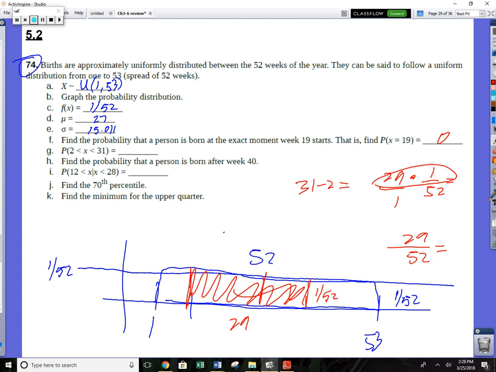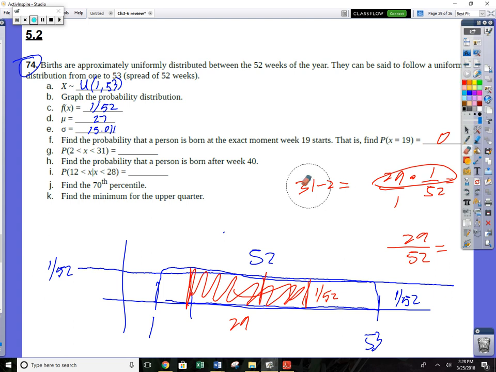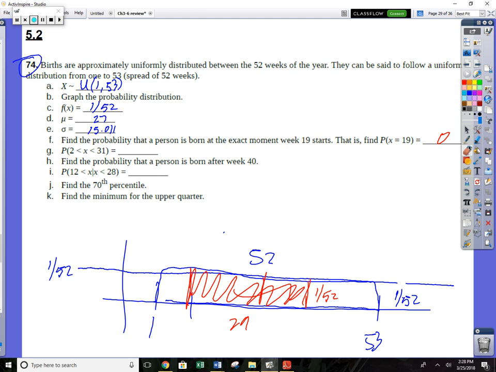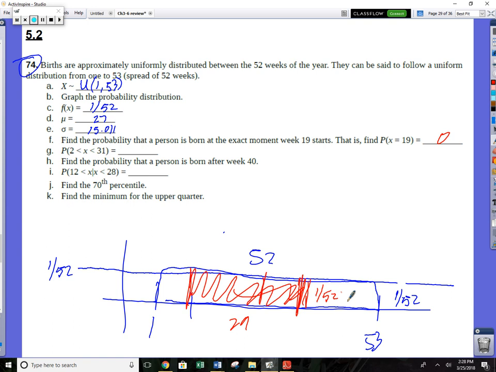Okay, H is going to be kind of the same stuff. Find the chance that they're born after week 40. So week 40 to 53, so 53 minus 40, so that's a 13 width times the 1/52 height. Okay, I is interesting.